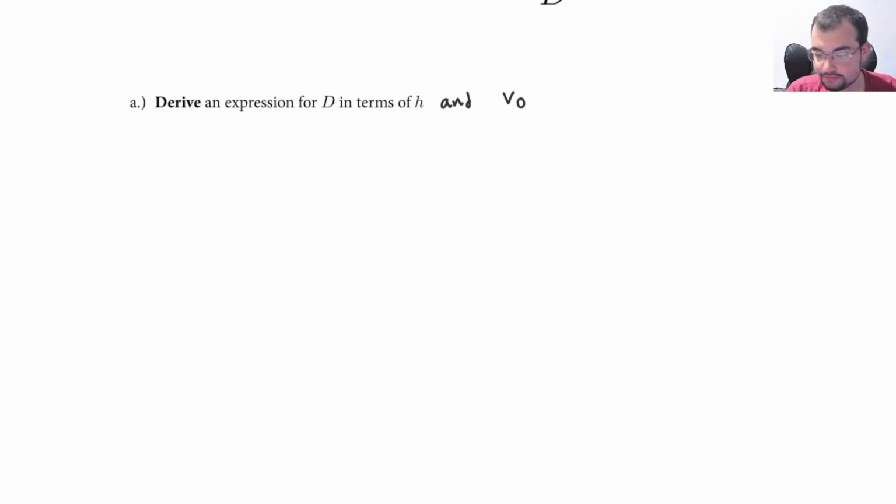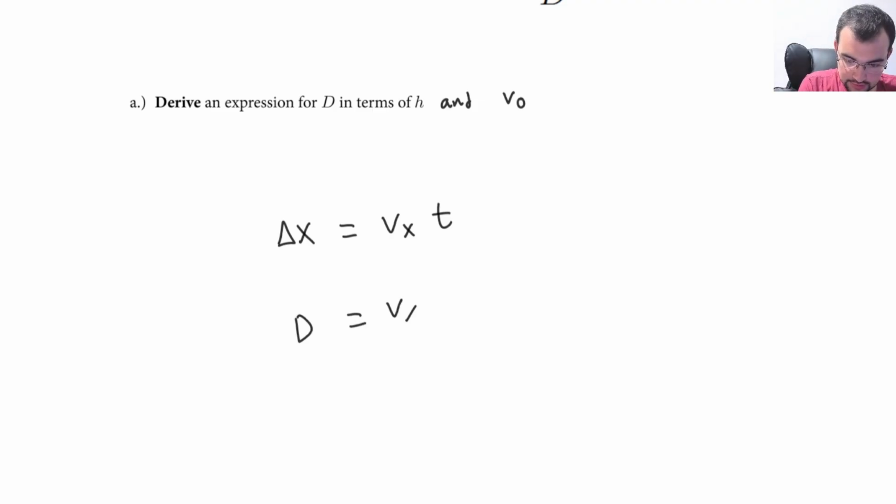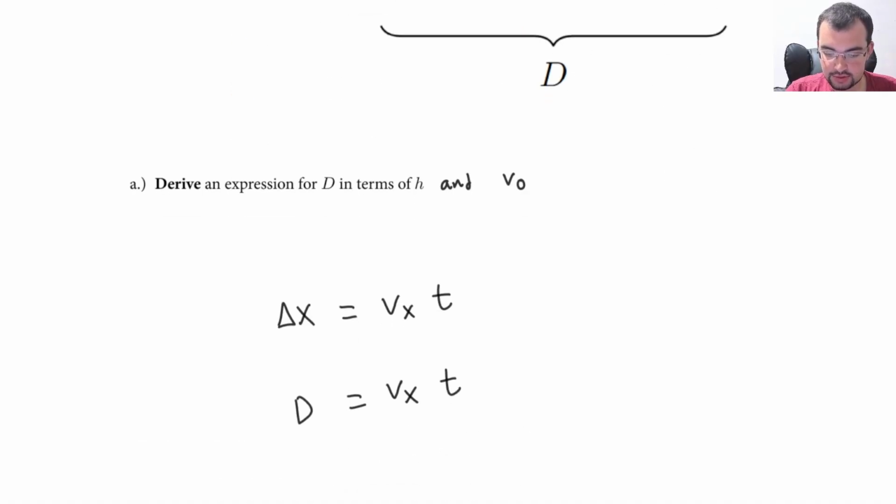All right, so we know that the x velocity is constant. So d is just going to be the x velocity times the time it spends falling. So d is just equal to vx times t. So what is t? Right, because vx is v0 in this case. So all we need is to substitute away that t.